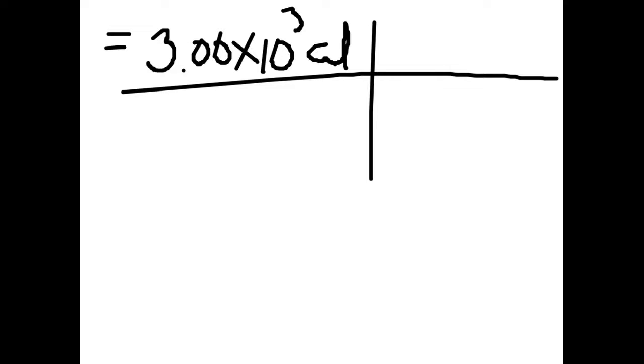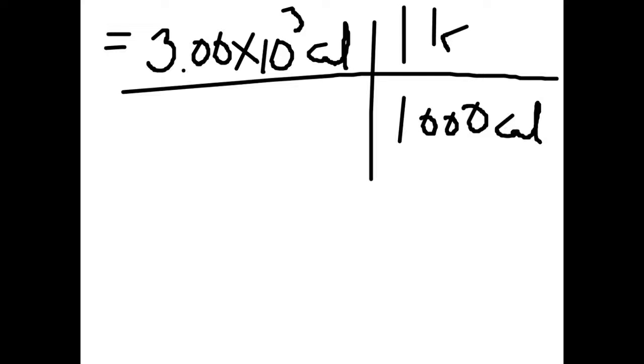Did you get it? Did y'all get it? How do you convert it to kilocalories? You take the 3 times 10 to the 3 little c, and you would have to divide, because 1,000 of the little c is in 1 kilocalorie, correct? So you have to divide, not multiply by 1,000.